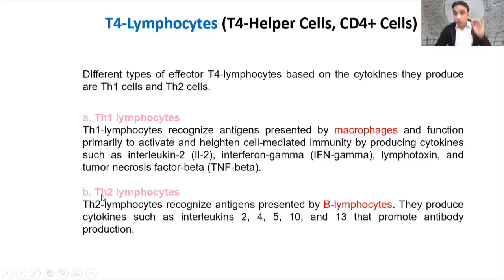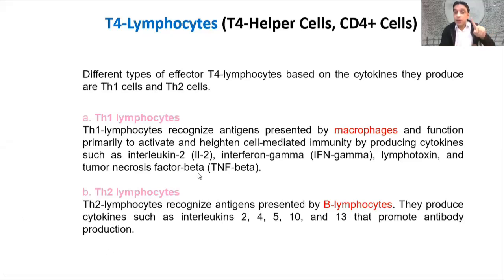So full stop. If a T cell is communicating with the macrophage, you can guess this is the T4 cell subcategorized as Th1. If a T4 lymphocyte is talking and communicating with the B cell, you can guess this one is the Th2 sort of T4 cells. The other things are simple. They are different in producing different types of cytokines.